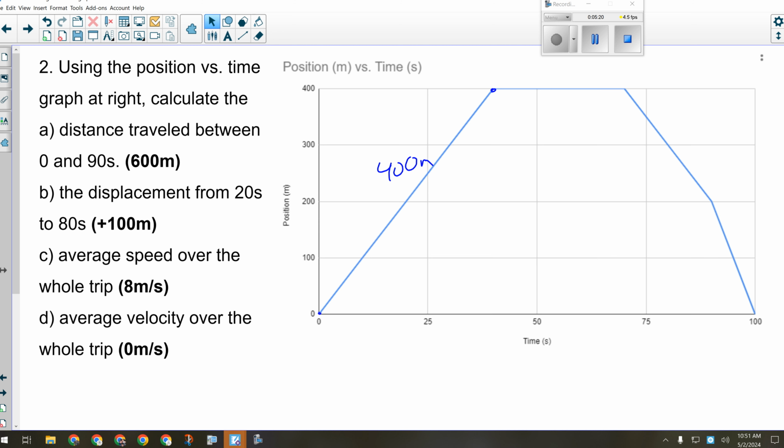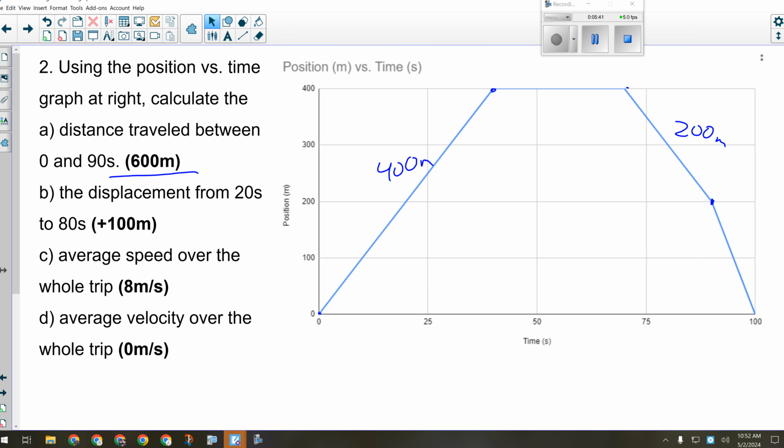So that's 400 meters, okay? Then to 90 seconds, which is about here, okay, we go from 400 back to 200. Okay, so that's another 200 meters, right? That means if I add those together, I get a total distance of 600 meters. Everybody okay with that? Okay.